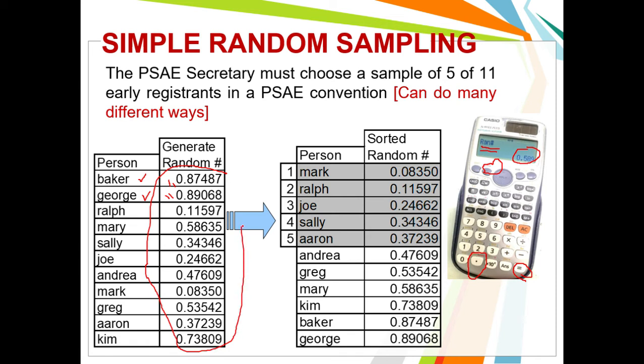So ang gagawin lang is pagsusunurin, i-order yung ating mga random numbers. In this case, from highest to lowest. Okay? So, ang nangyari, si Mark yung may lowest na random number, followed by Ralph na 0.11597, and so on. Yung pinakamalaking number is si George, 0.89068. Okay? So, ayan, napagpasunod-sunod na sila from lowest to highest. Okay? So, paano pipili? So, in this case, yung example natin, yung 5 lowest yung pinili. Okay? So, yung person na may 5 lowest na random numbers, sila yung napili na samples.